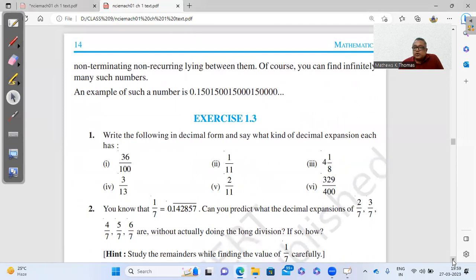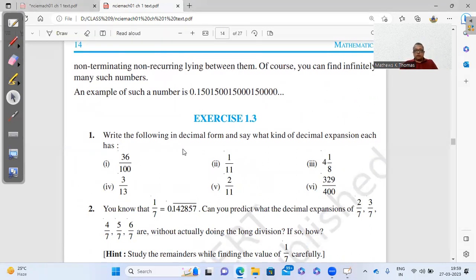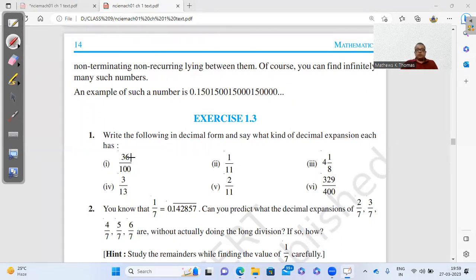So based on this, what we have done is the exercise 1.3. So the first question here, write the following in decimal form. So what you need to do is get 36 by 100 in decimal form. Now this is easy because division by 100, you just have to shift the decimal to the left. So 0.36. So what kind of decimal expansion is this? This is a terminating number.